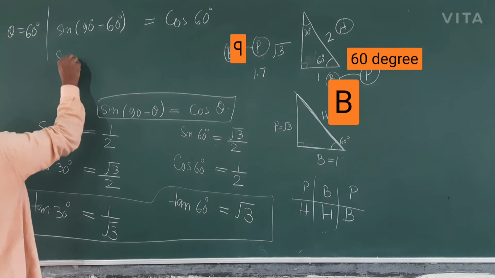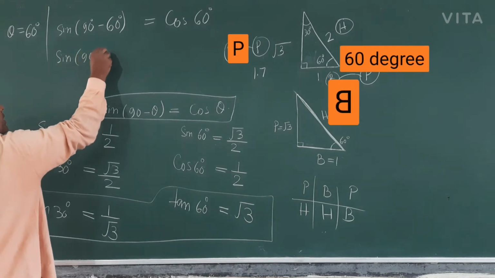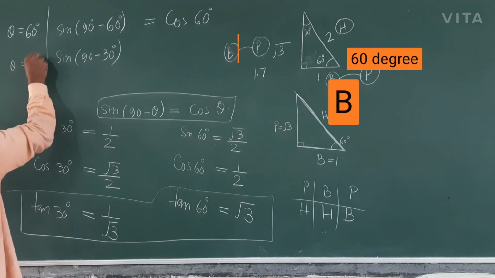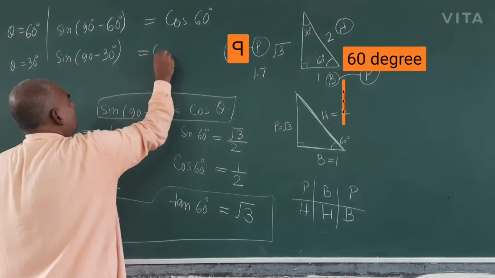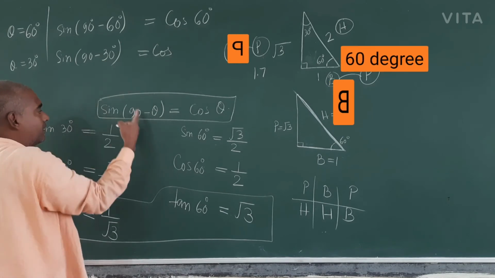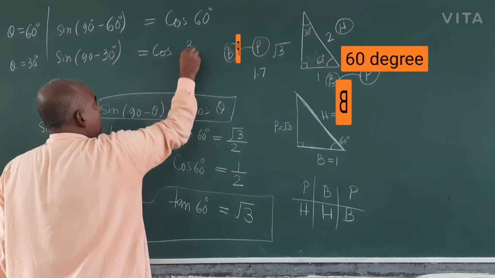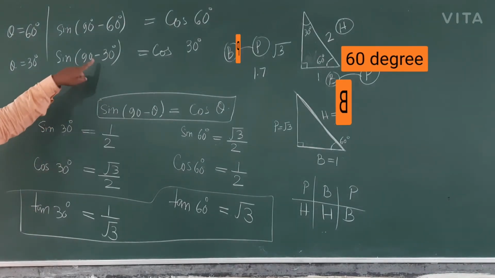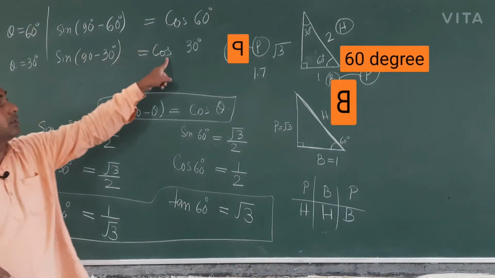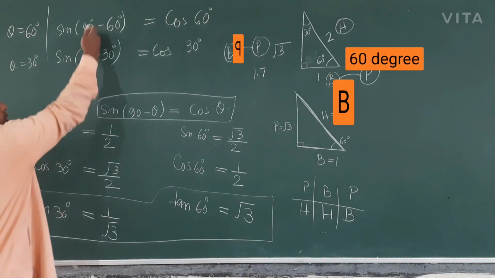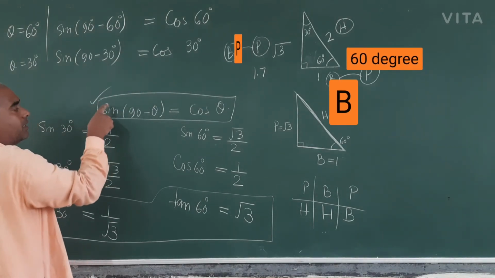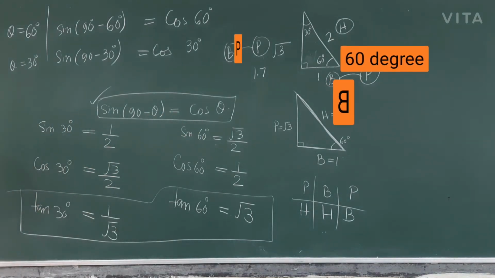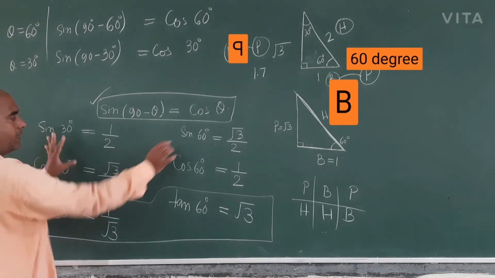Another formula: sin 90 minus 30. If you take theta equal to 30 degree at that time, because sin 90 minus theta is equal to cos theta, so this is cos 30. So sin 60 is equal to cos 30. So for this you have to know only this formula, sin 90 minus theta is equal to cos theta, for sin and cos.